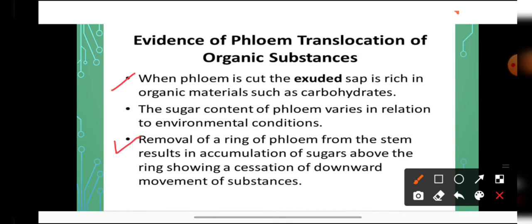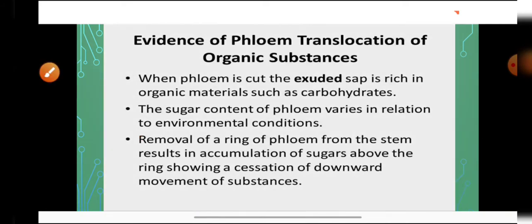What do we do in the ringing or girdling experiment? In the ringing or girdling experiment, a ring of bark is removed, and this bark contains the phloem, from the stem. So what will happen? The food will start accumulating above the ring, and it will cause cessation of the downward movement of the substances. So let us study this experiment with the help of some pictures.